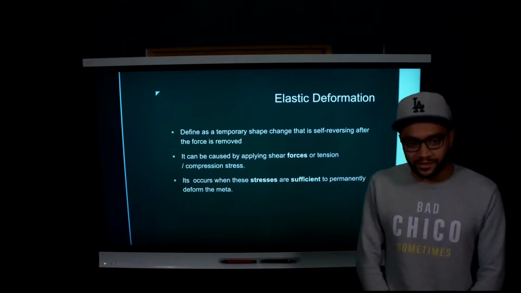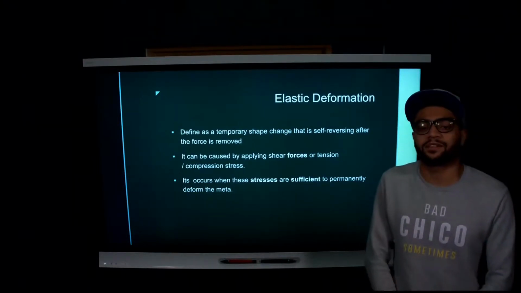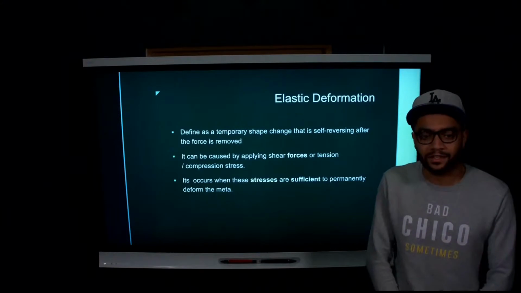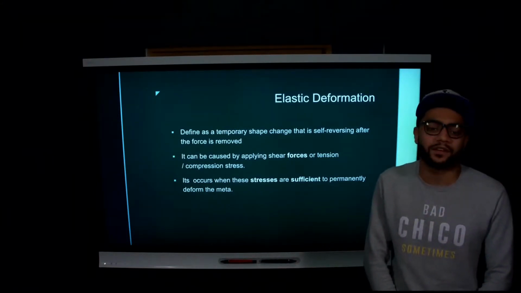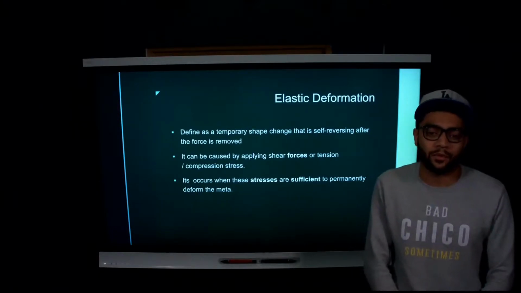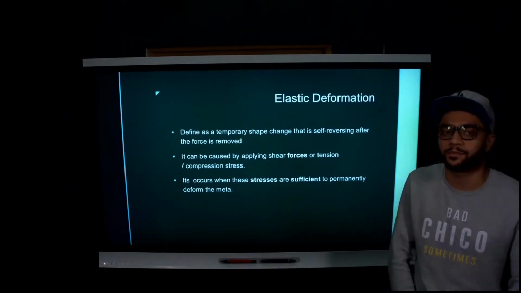In contrast, plastic deformation occurs when these stresses are significant and permanently deform the metal. In plastic deformation, the breaking of bonds is caused by the dislocation of the atoms.